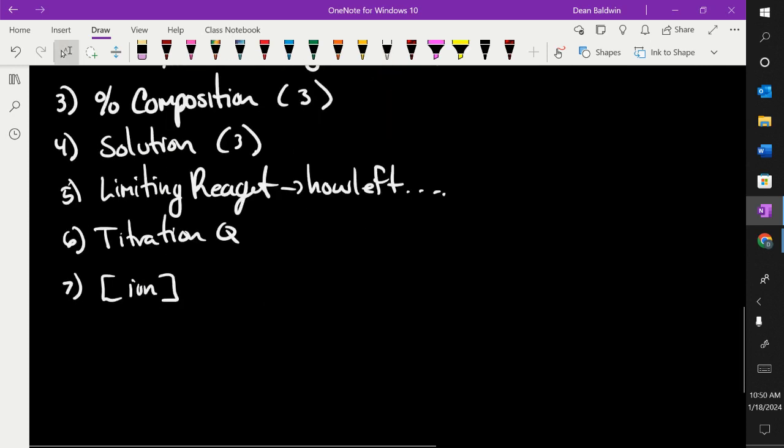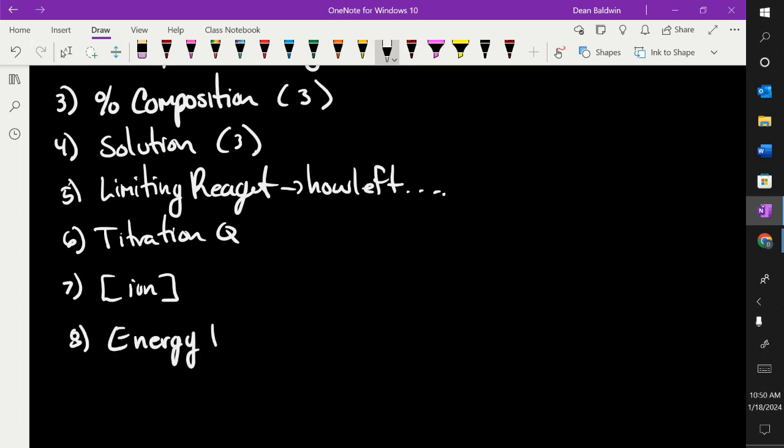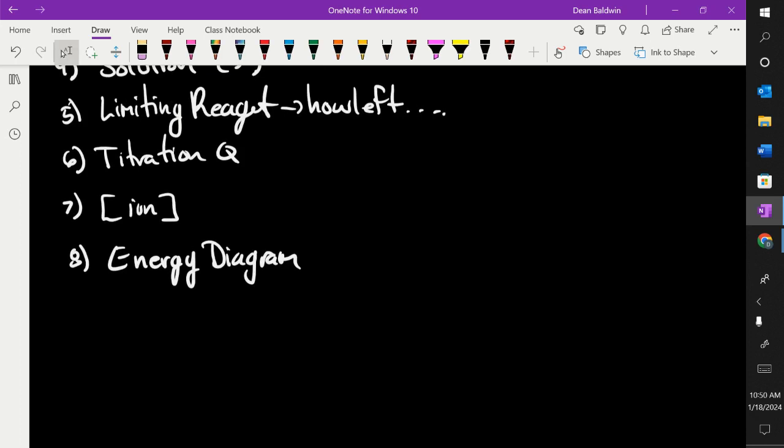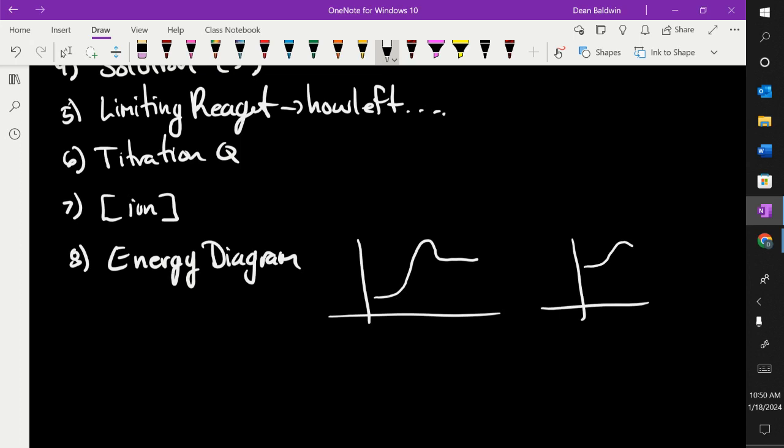And then the last 2, you have an energy diagram. Exo versus endo. So I'll give you a reaction. You have to draw the energy diagram. But in general, an energy diagram looks like this. There's 2 types. What's the main difference between the two types? What type of reaction is this? Endo or exo? Endothermic. And this is exothermic.